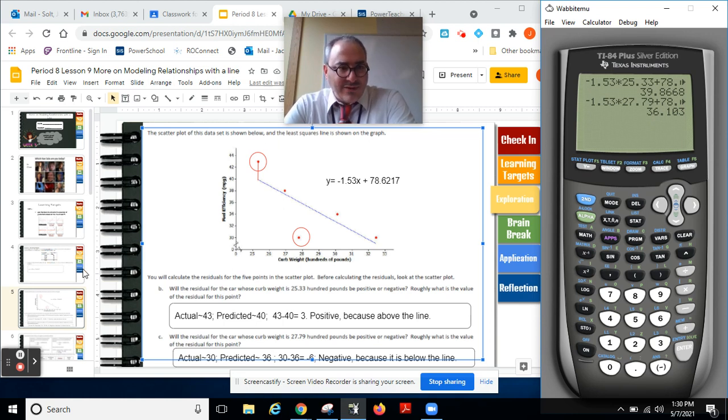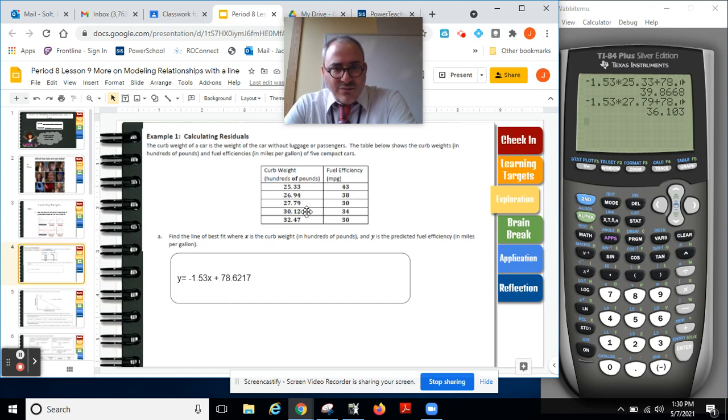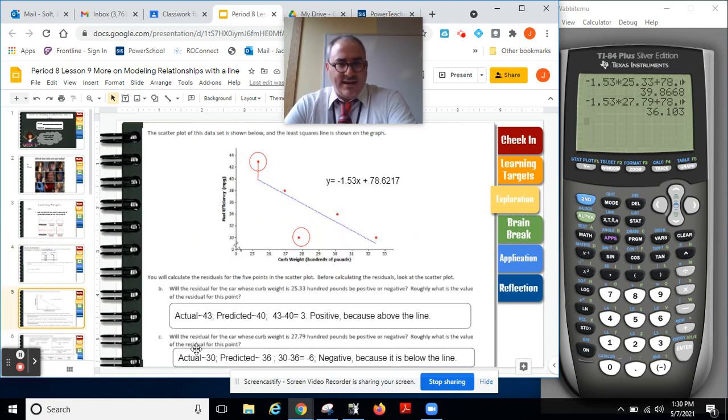The actual was 30. We go back to the table to take a look at that, right? When we had a 27.79 curb weight, we had an actual observed value of 30, right? Actual was 30. The predicted was 36. 30 minus 36 is negative 6. That's the residual.